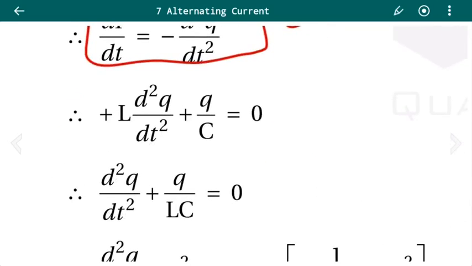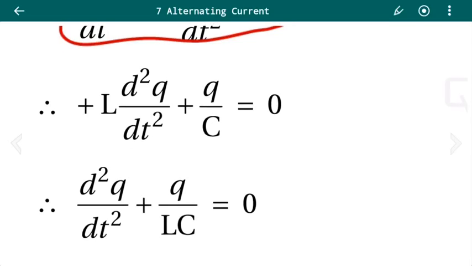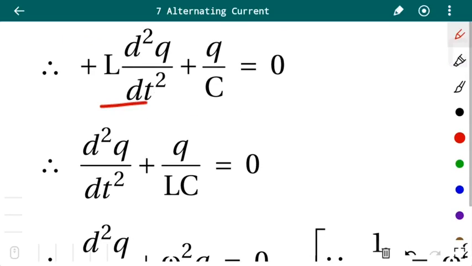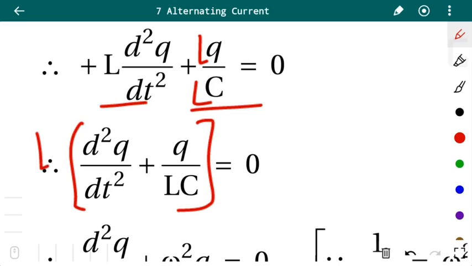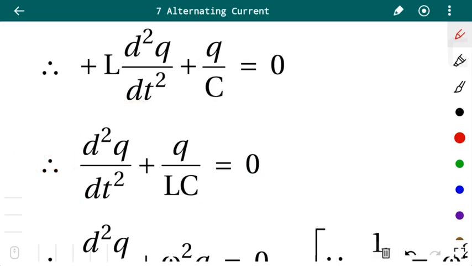So minus minus becomes plus, so we will be having L d square q upon dt square plus q by C equals to 0. Now taking L common from both the terms, here there is no L, so multiply and divide by L. Now we take common L, so it will be d square q upon dt square plus q by LC equals to 0. When we take this L over here, then it will be 0. So now it will be d square q upon dt square plus q by LC equals to 0.